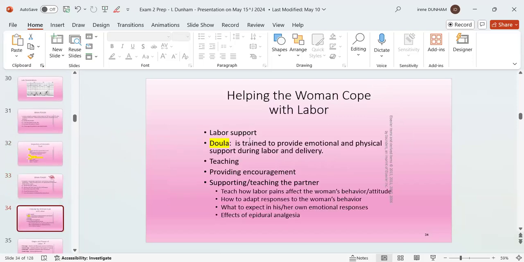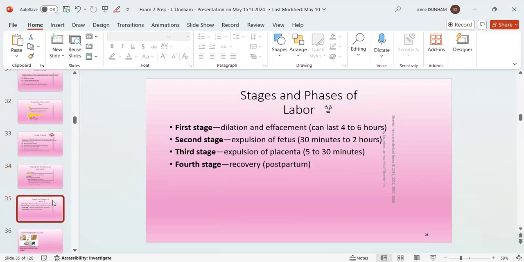All right. I already kind of went over this with you. I talked about a doula helping the woman to cope with labor, kind of highlighted it for you. Yeah, you want it, it's over there. They're very, very good. Okay. All right. So let's go over it now.